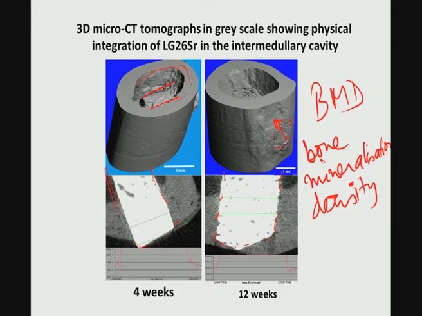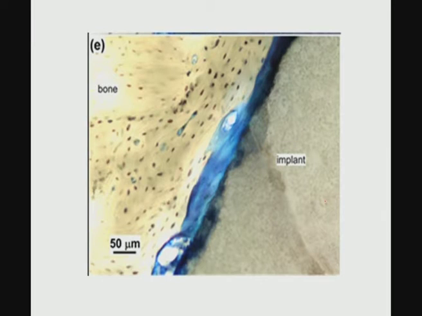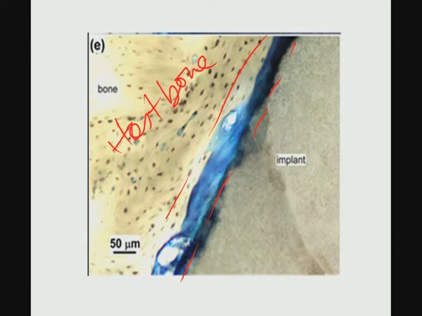Now, why is bone mineralization density important? Let me go back to some histology image just to show you. Now, you have this implant, okay, and this is your host bone structure. Host bone means the part of the osseous structure of the experimental animal, that is your rabbit. Now, this dotted region is the region where there is neobone formation. Okay. Now, in this neobone you see osteoblast cells and so on and so forth.